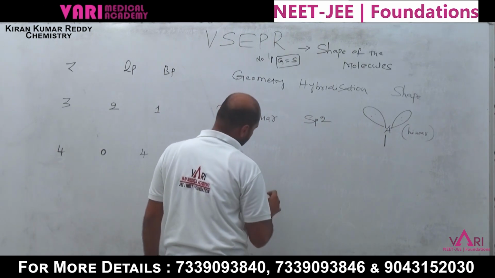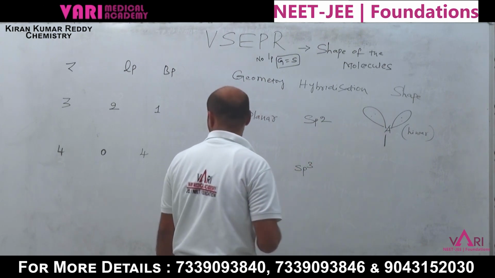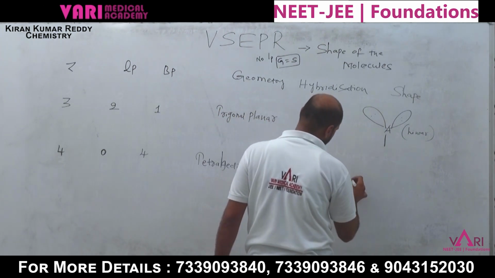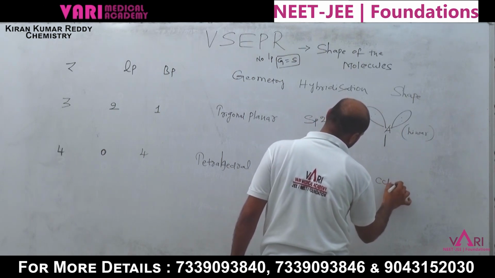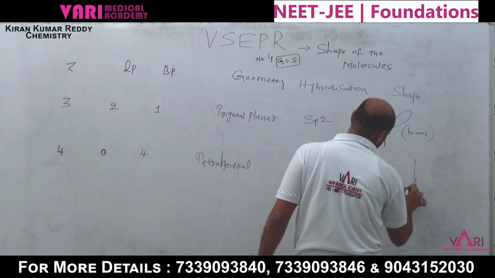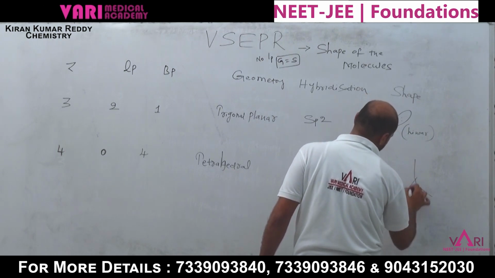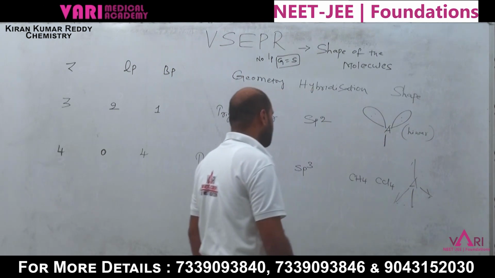Next one is sp3 hybridization. One lone pair, all bonds, means we can take methane or carbon tetrachloride as the example. I am taking A. This one is the tetrahedral geometry. Tetrahedron is present. Tetrahedral geometry.